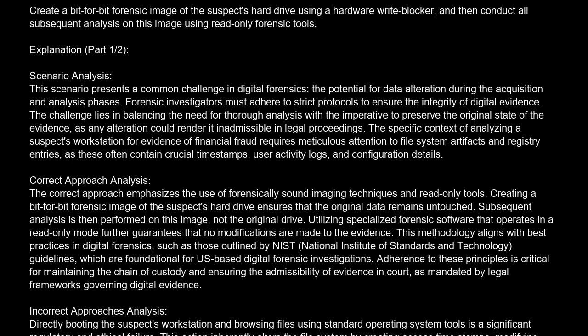Utilizing specialized forensic software that operates in a read-only mode further guarantees that no modifications are made to the evidence. This methodology aligns with best practices in digital forensics, such as those outlined by NIST, National Institute of Standards and Technology, guidelines, which are foundational for U.S.-based digital forensic investigations. Adherence to these principles is critical for maintaining the chain of custody and ensuring the admissibility of evidence in court, as mandated by legal frameworks governing digital evidence.